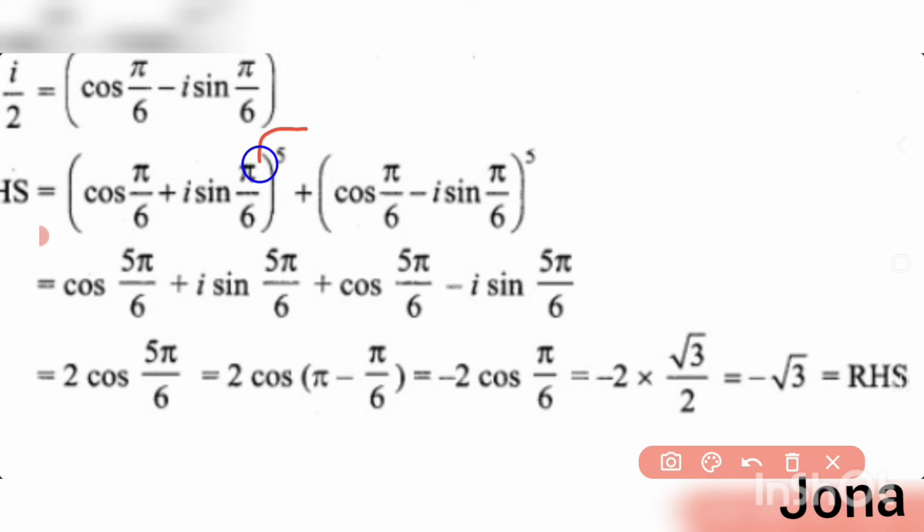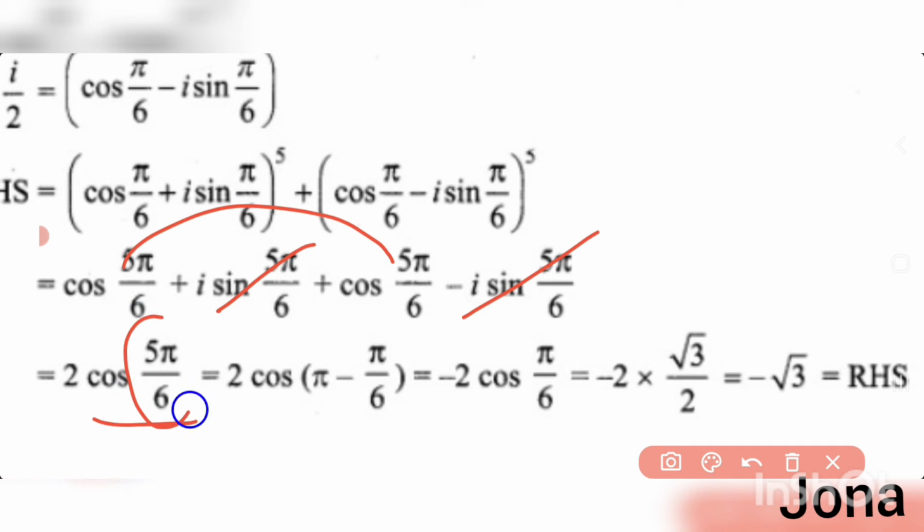And then we can write it as a multiple of the angle. So we can take this 5 to the angle. So we can write cos of 5 pi by 6 plus i sin of 5 pi by 6 here. Similarly, for the second bracket, we can write cos 5 pi by 6 minus i sin of 5 pi by 6. Here the imaginary part will get cancelled and the real part is 2 times here. So 2 into cos 5 pi by 6.